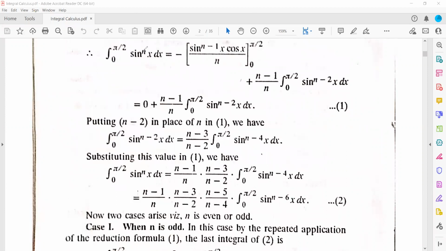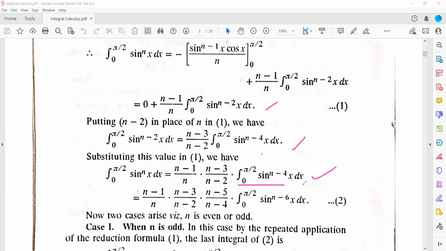Now, if it is n, then you are getting n minus 1. And here you are getting n minus 2. Here, the value of n is 1 less than this one. And here, the value of n will be 2 less than this one. And here, whatever it will be, this will be the same. Same thing. Here, see, n minus 2, so here it will be 1 less than this one. And here it will be the same. And here, the power of sine should be 2 less than this one. So n minus 2 minus 2, that is n minus 4. So after putting this value here, you have got this expression.